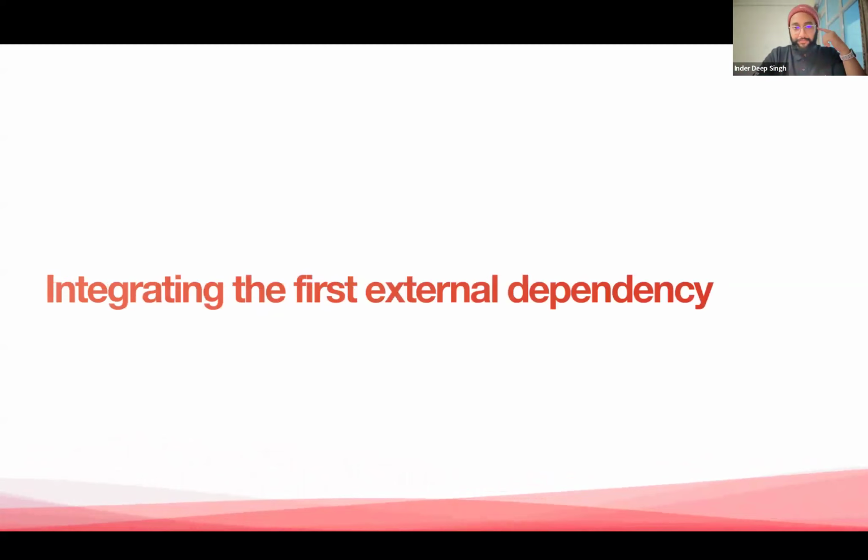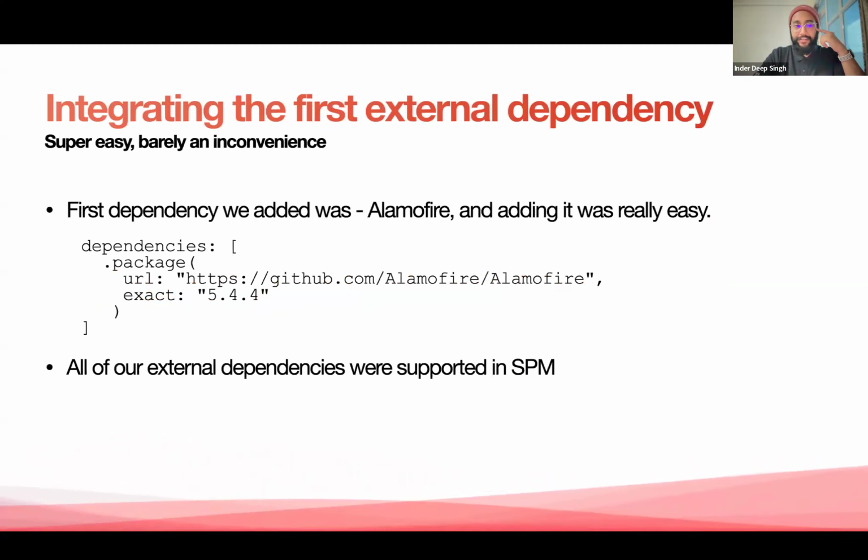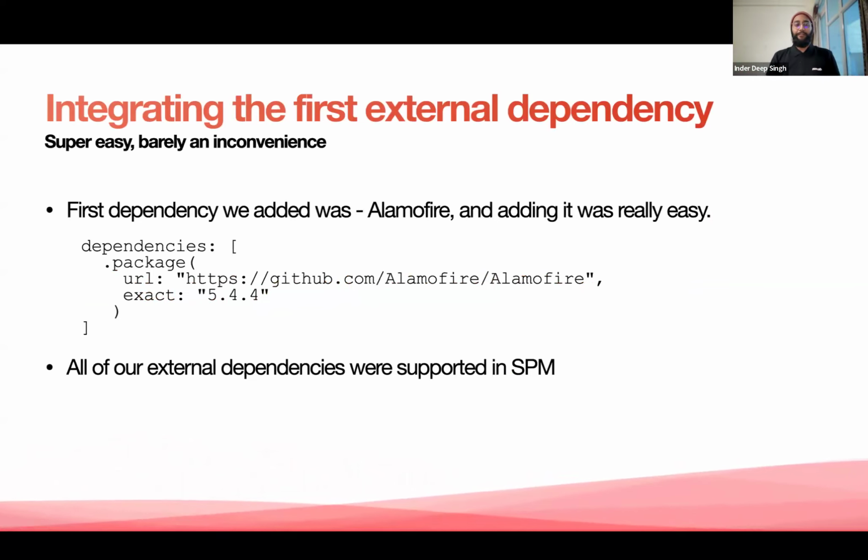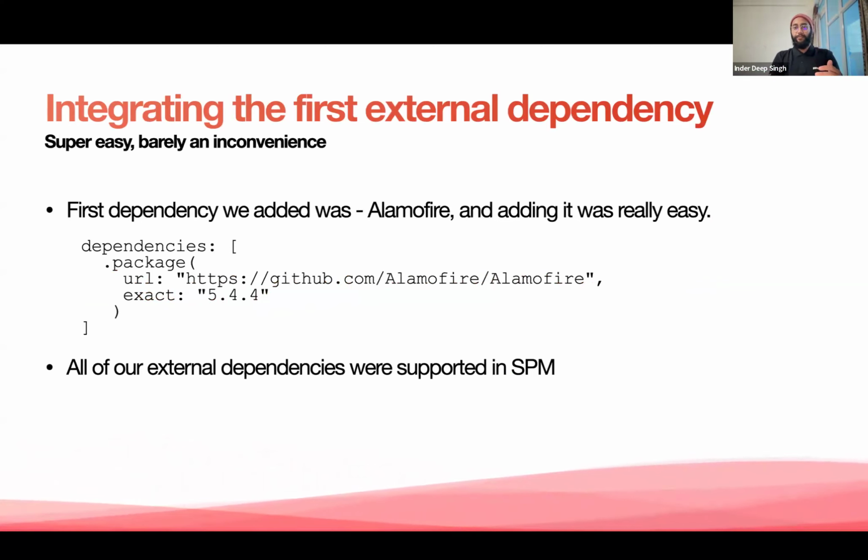Now let's say we have to add an external dependency. That is also pretty easy. In your package manifest file, all you have to do is specify the URL and the versions that you would need for a dependency. And this is how you would do it.